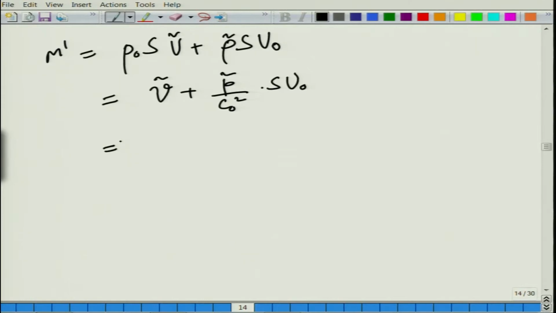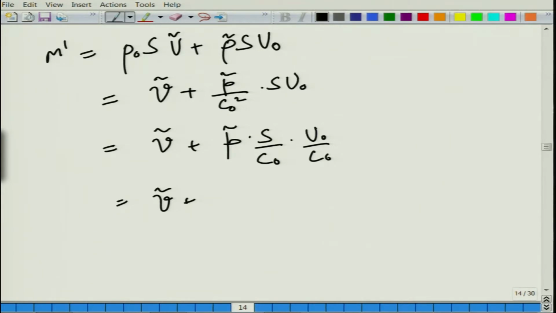We can further simplify these and write p tilde into S by c naught into u naught by c, which is your v tilde, and this is nothing but your Y naught, and u naught by c naught is nothing but the Mach number. So, we have an expression for the perturbation mass velocity when you have a non-zero flow.